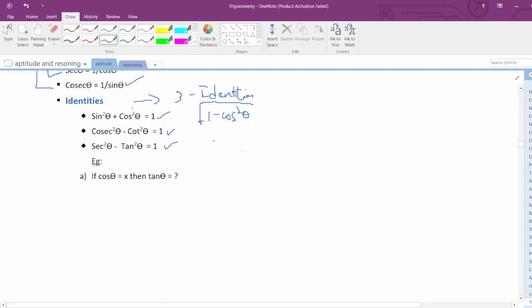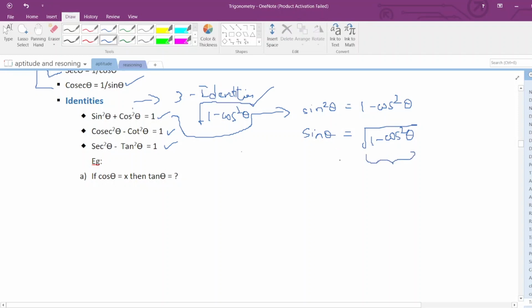So simple, look. Based on the identity, if I keep sin square theta and send cos square theta to the other side, I get 1 minus cos square theta, right? So can I write sin theta is equal to root over 1 minus cos square theta? See, if you don't know the identities, you can't solve this kind of question. But if you know the identities, then you can simply say this whole term is sin theta.